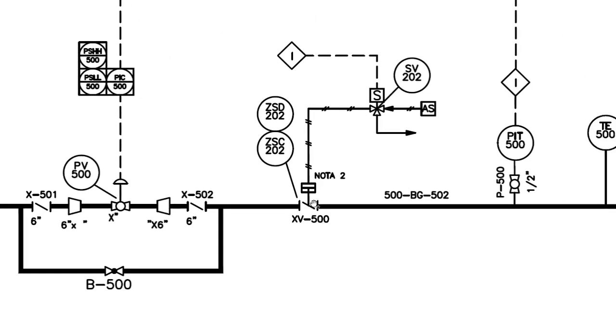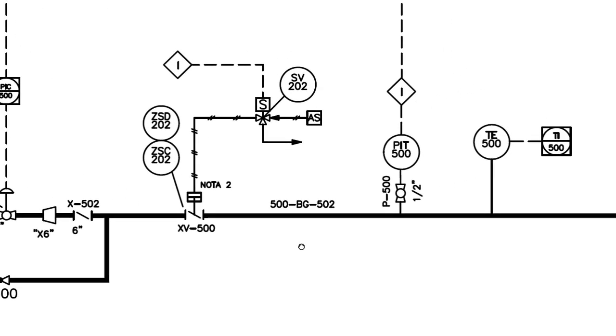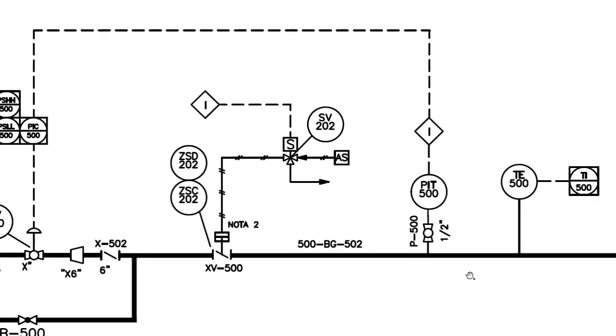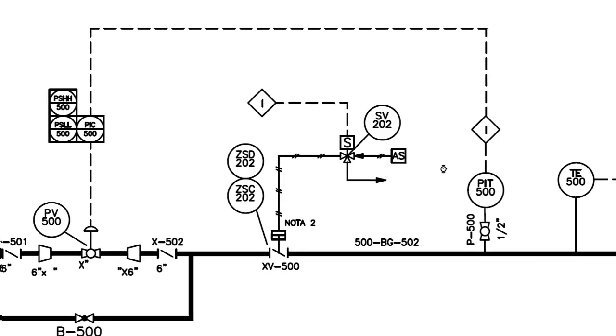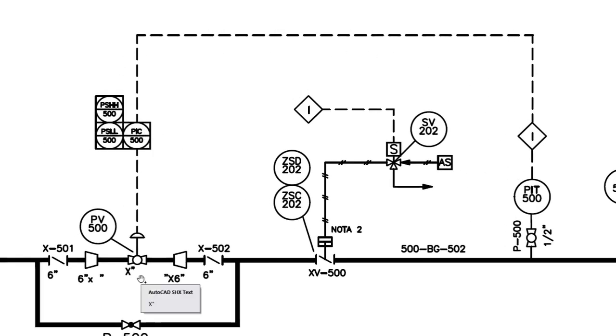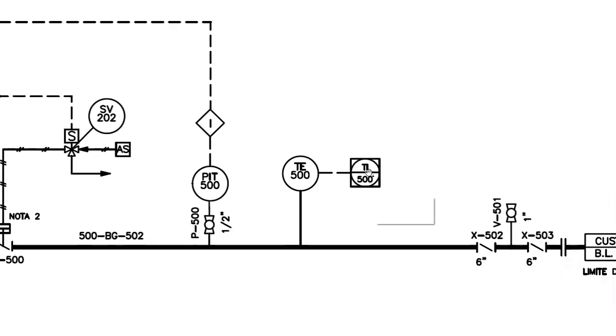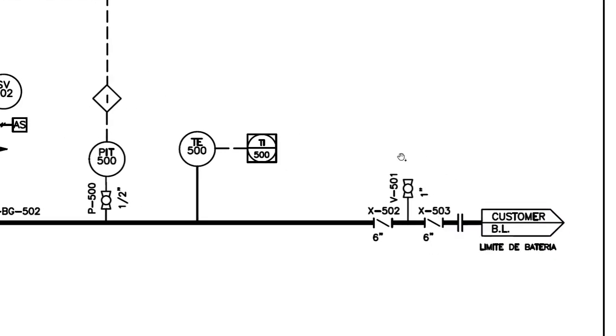And here we have an isolation valve for the battery limit. There is a control philosophy for interlocking this valve, and there is also a pressure indicator transmitter that will send the signal to the controller of the pressure control valve. There is also a temperature device that will allow us to read the temperature of the stream, and at the battery limit we have a blocking bleed that will isolate the customer battery limit from our process.